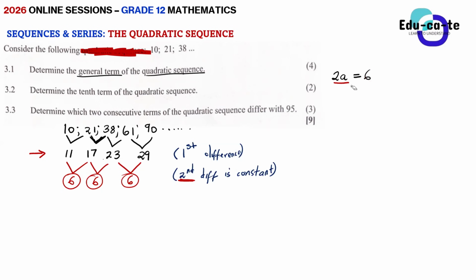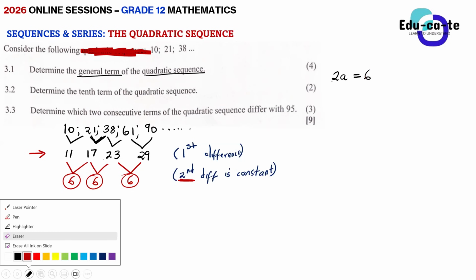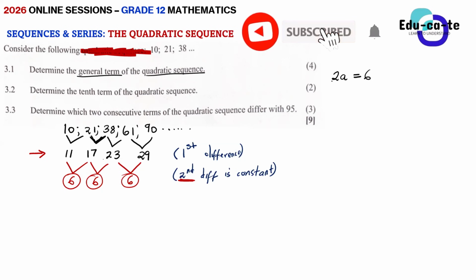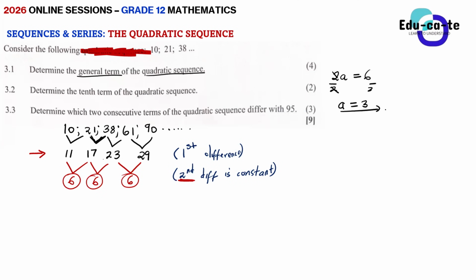If we try to solve for the value of a there, we divide by 2 on both sides, and we'll find out that our a is equal to 3. Because remember, guys, a quadratic sequence must be written in the form Tn = an² + bn + c. This is the general form that we want it to be in.